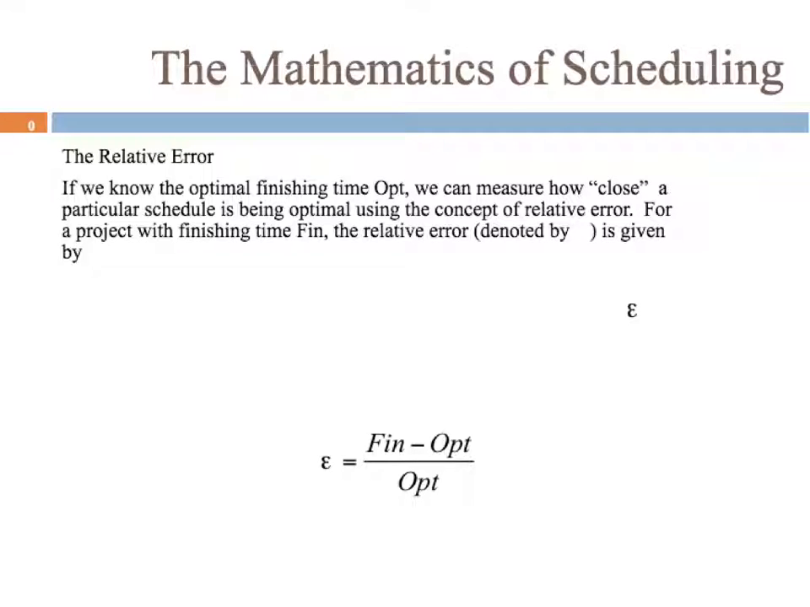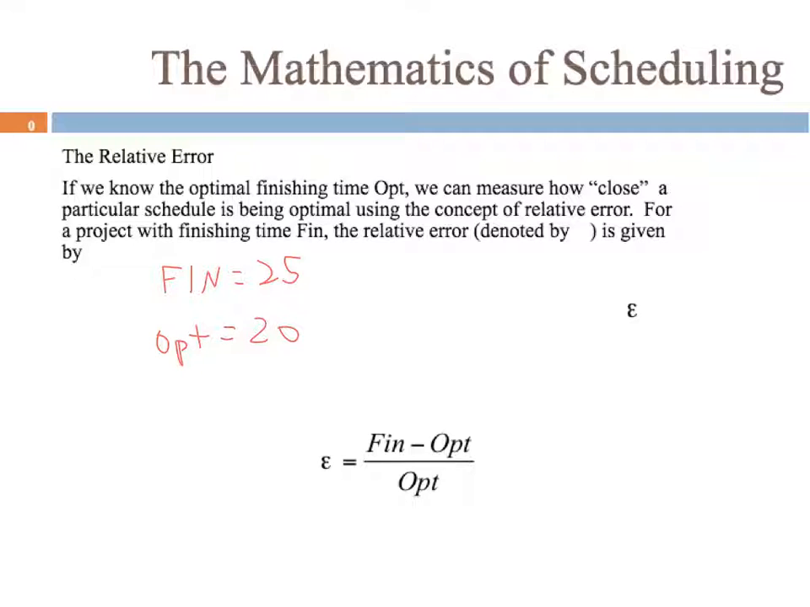So the last thing for this chapter is relative error. And this is just to measure how close we were, how far off we were from the optimal time. So say, for example, in a project we get our finishing time is something like 25 hours, but then later we discover that the optimal time is 20 hours.